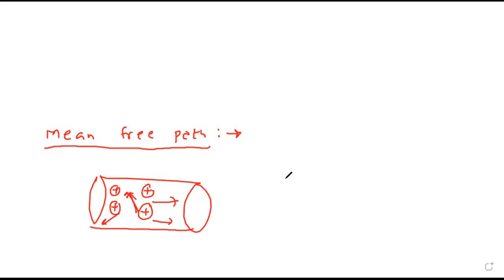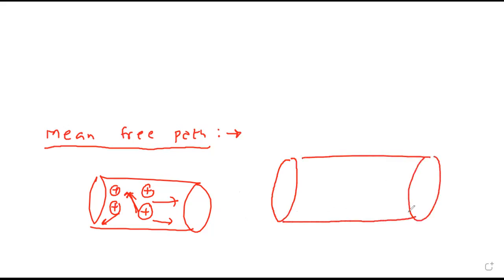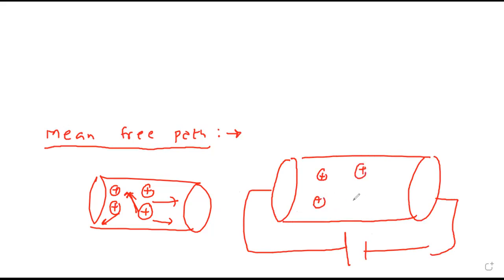If you take a conductor connected to a battery, then all these free electrons will try to align themselves opposite to the field. That means they will try to move towards the positive terminal. During their motion, they will collide with these fixed ions.